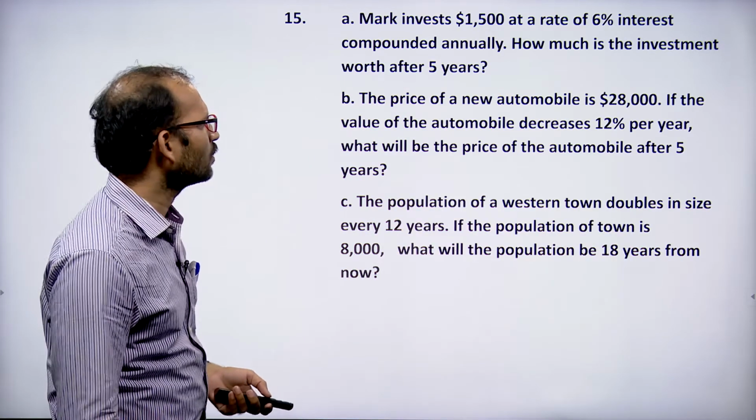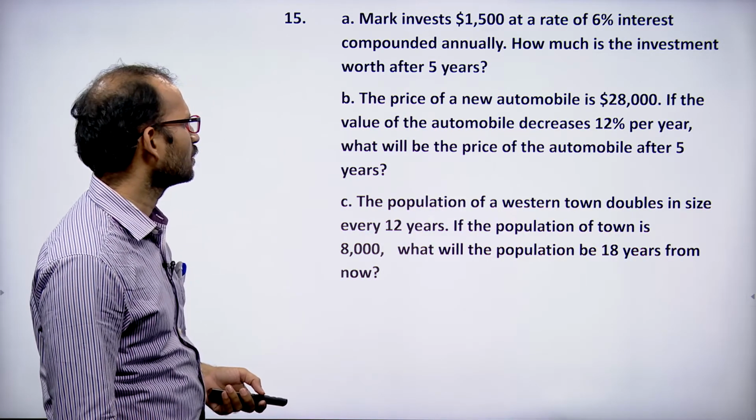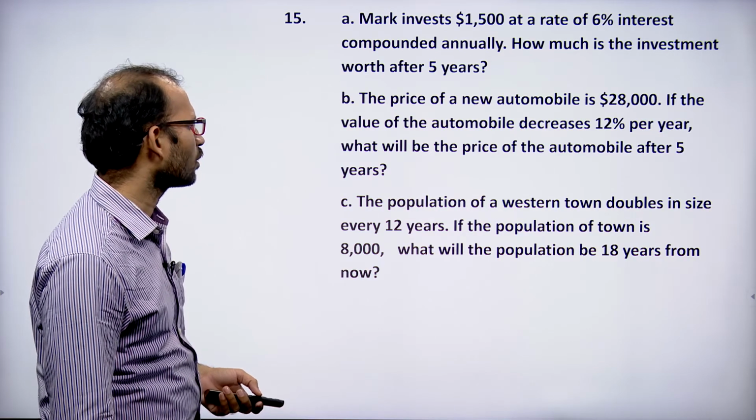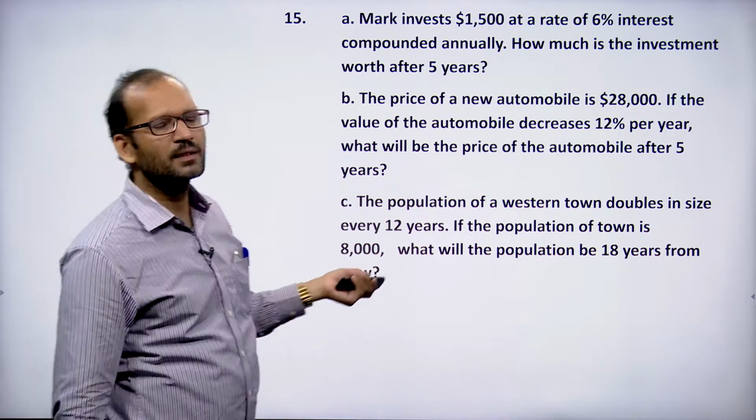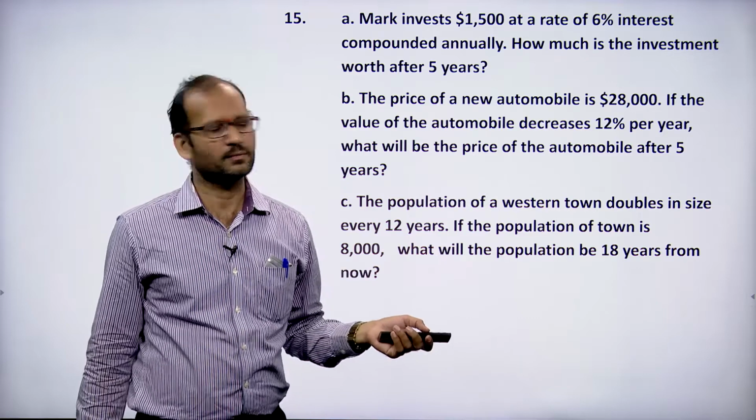The population of a western town doubles in size every 12 years. If the population of the town is 8,000, what will be the population 18 years from now? Yes, this is again exponential growth.